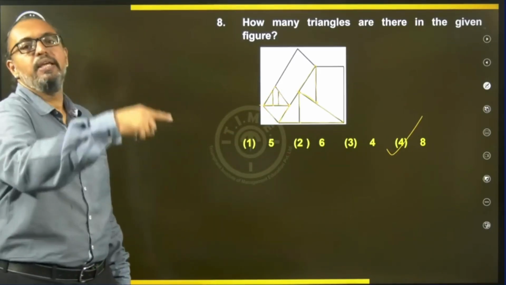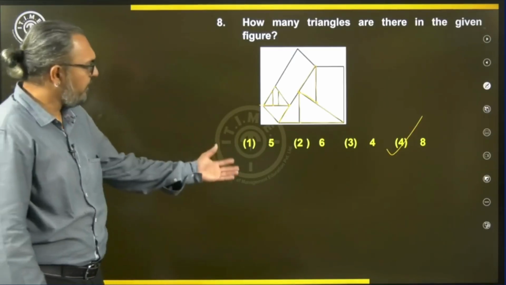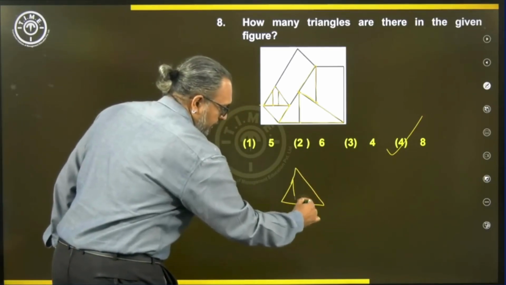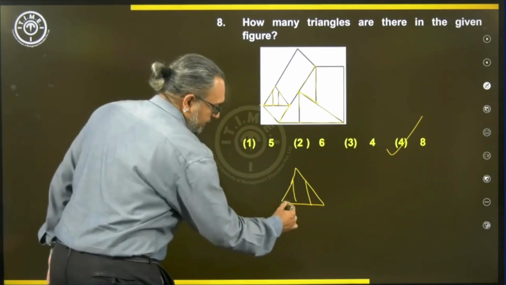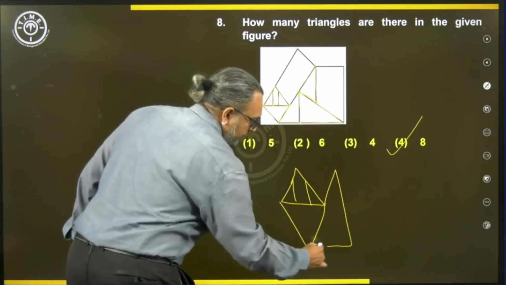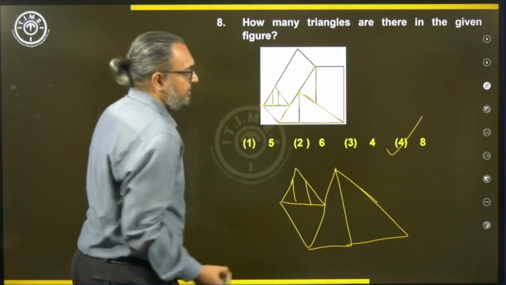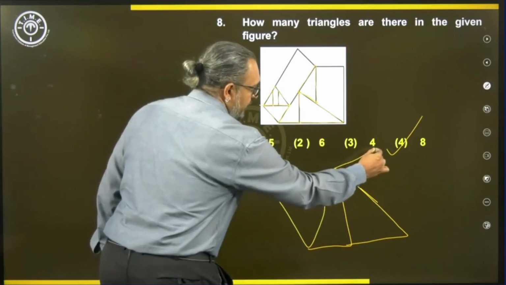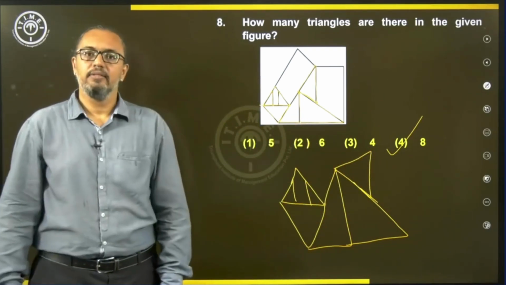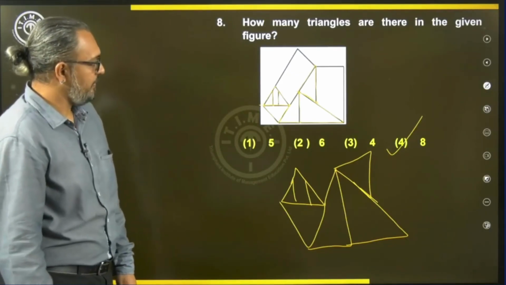Okay, so you can simply trace the diagram like that, okay, and you can redraw also. See, you have 1, then 2, 3, then you have 4 here, then you have 5, then 6, then the big triangle 7, correct, and then you have here 8. So total there are 8 triangles, okay.